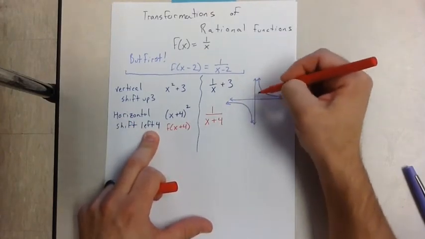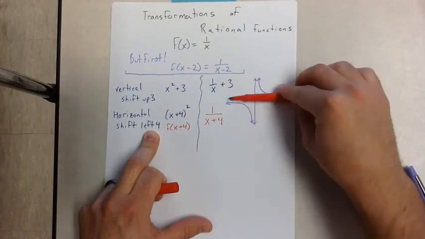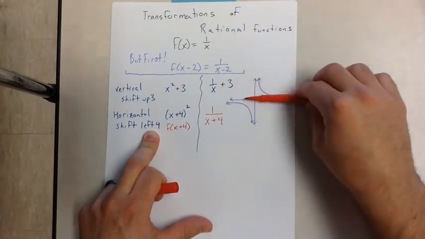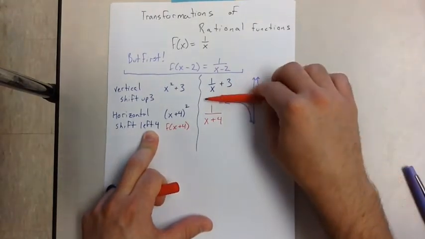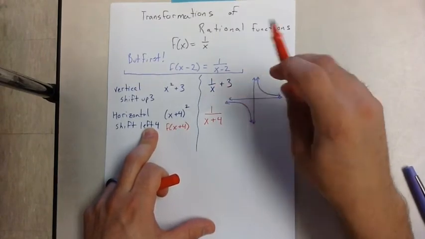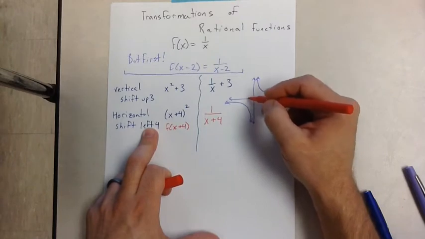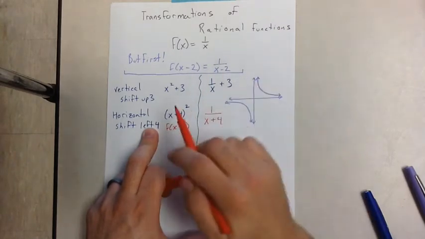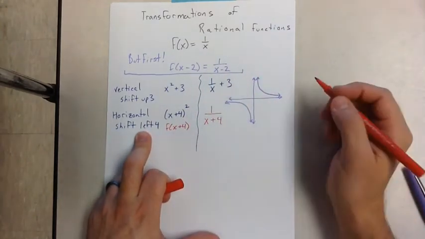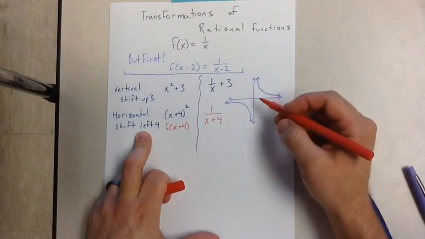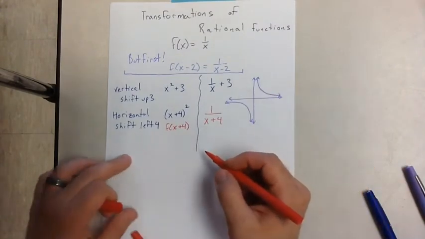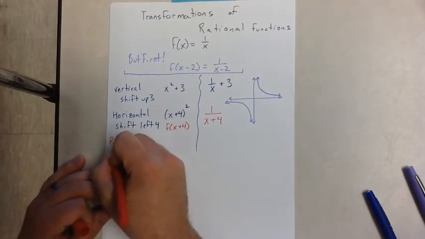So that would take our graph and move the vertical asymptote left 4. And as I'm saying this, I'm realizing the horizontal asymptote is going to remain at the same location. With this shift, only the vertical is changing. Just something to note.